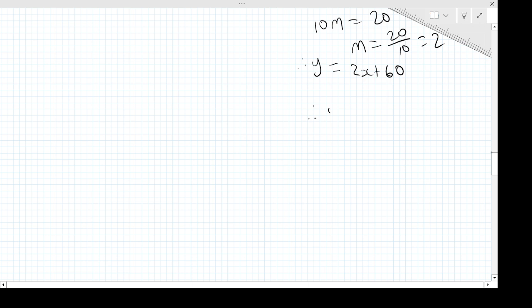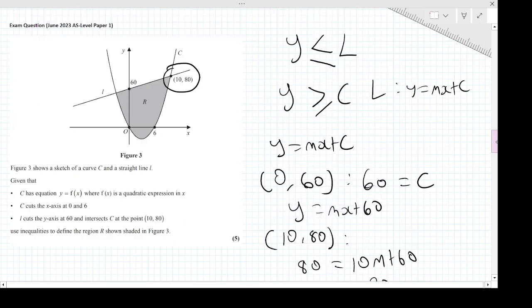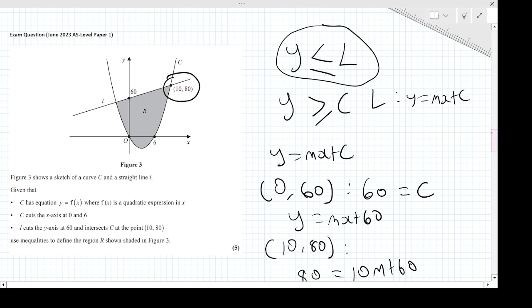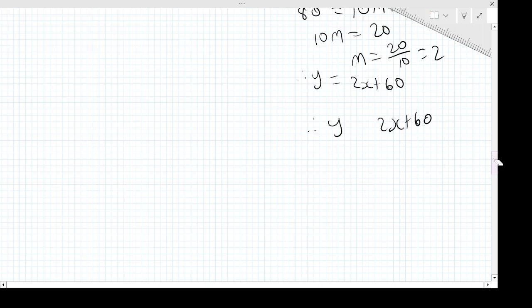So therefore, y has to be bigger than the line. Remember, we discussed that just now. Y has to be less than or equal to the line, sorry. It has to be below the line. But we know what the line is now, we worked that out. So there we are, that's the line.